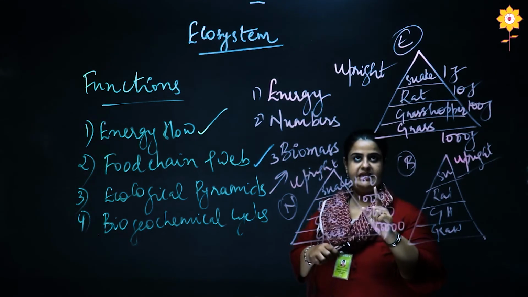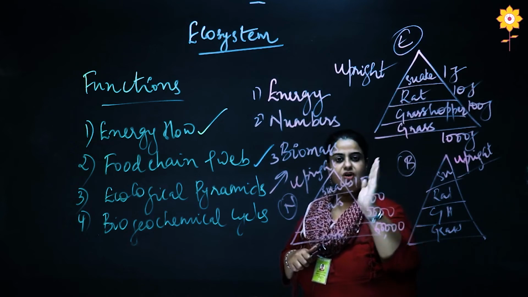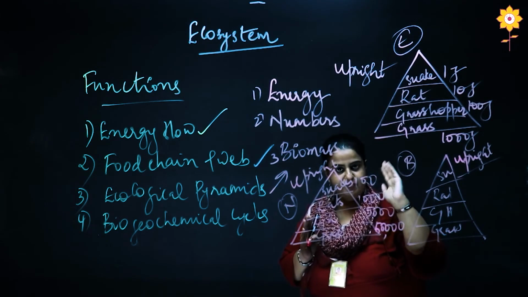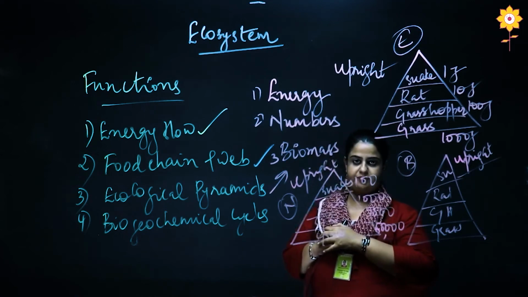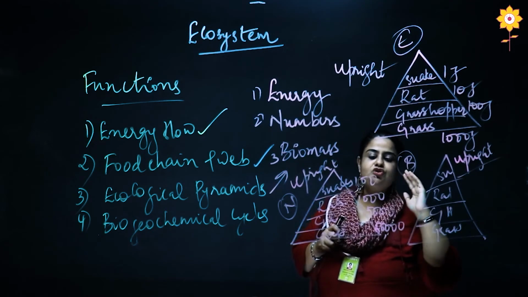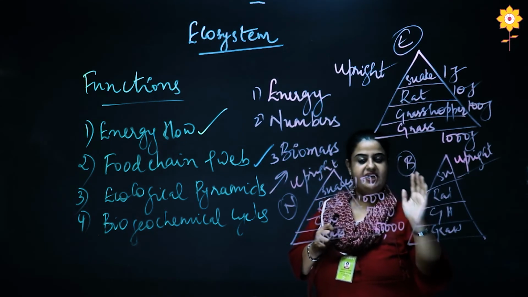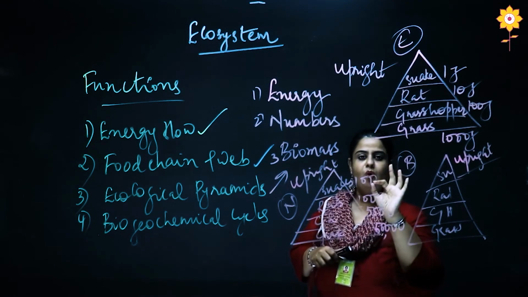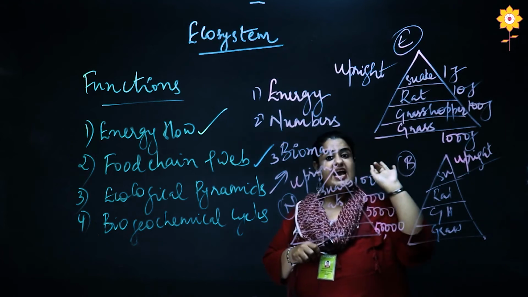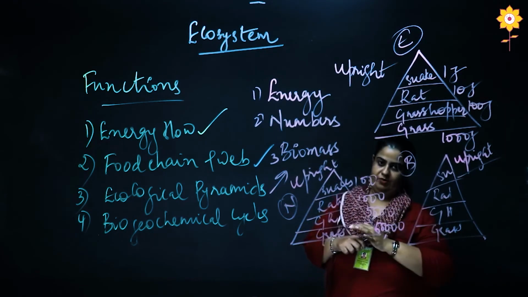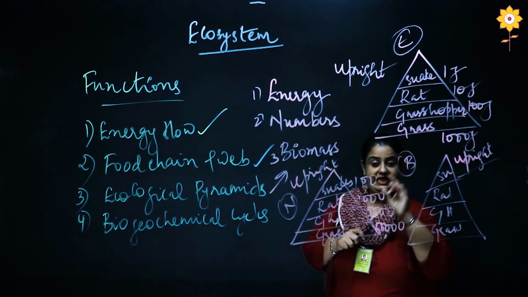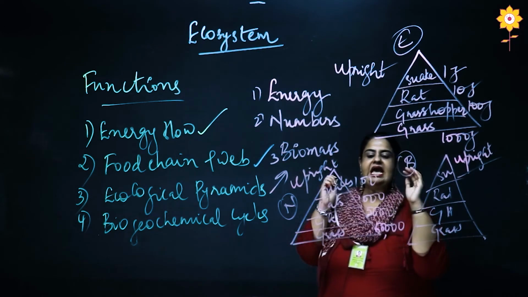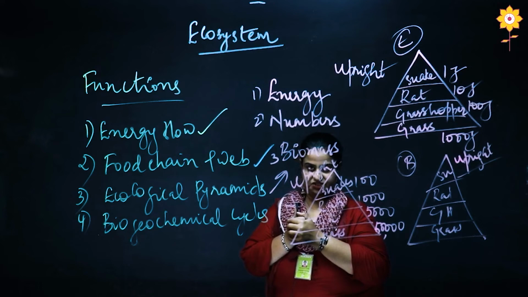Remember this point. Pyramid of energy and pyramid of numbers are always upright, because higher we go, lower will be the energy and lower will be the number. Pyramid of biomass is usually also upright. Higher we go, lower will be the biomass in usual cases. Now what are the exceptional cases in case of pyramid of biomass? There is one example that I am going to focus on, that is biomass in an aquatic system.